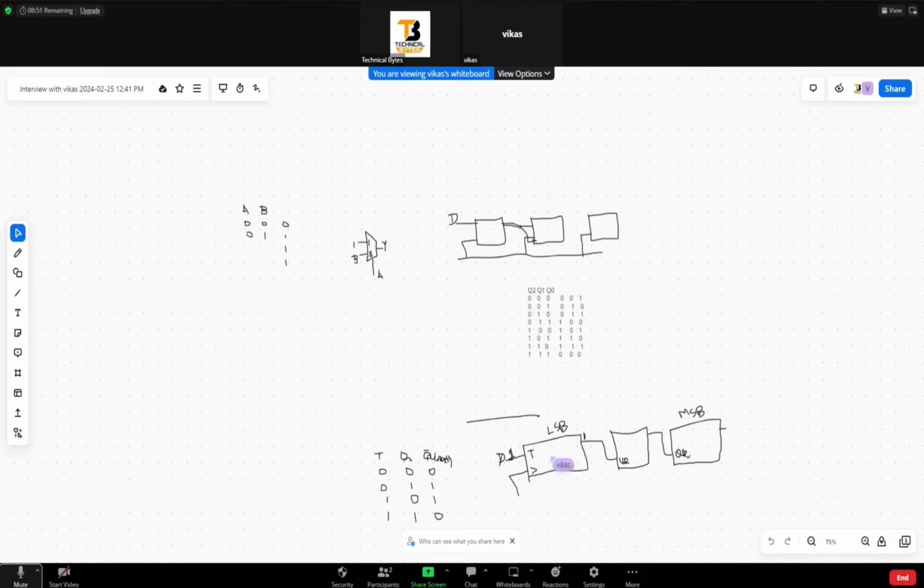Now explain. So when one is always connected, for every clock edge, this will be changed. Initially, if it has value zero, it will be toggling to one, and that one will be propagated as clock here, and here also we will have one, and three flip flops.